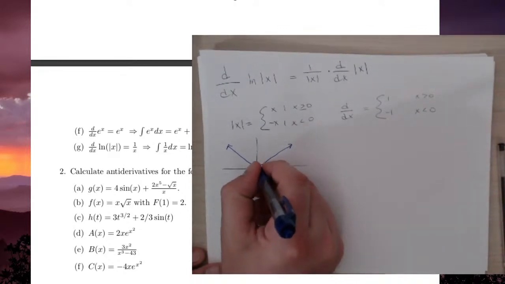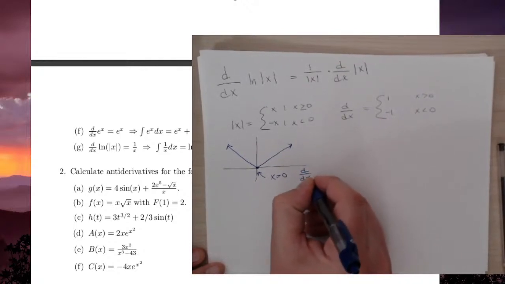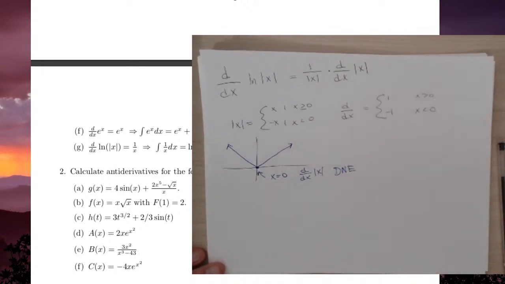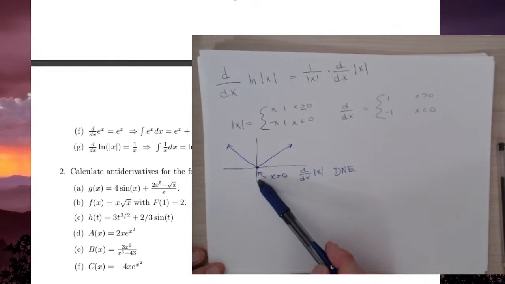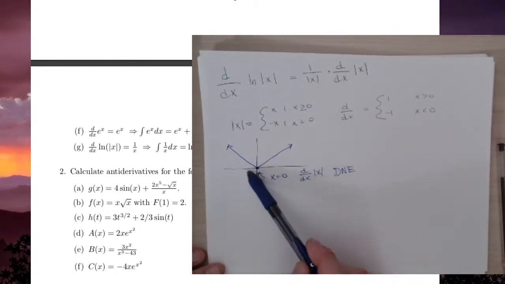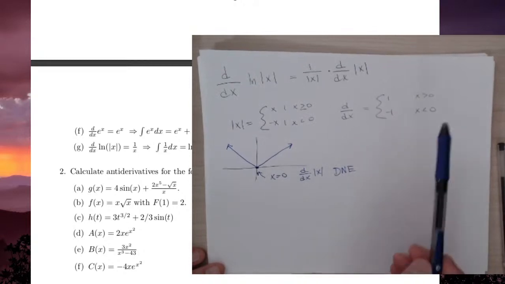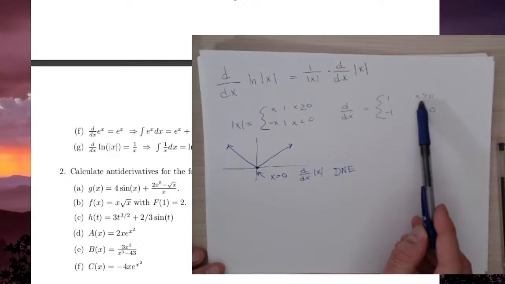Anyway, but notice here that at x equals 0, the derivative of absolute value of x doesn't exist, right? Because obviously the tangent line coming from this direction always has a slope of positive 1, and the one coming from this direction always has a slope of negative 1. And you're going to have a difficult time rectifying that limit. You're never going to get negative 1 arbitrarily close to positive 1, right? So that's why the derivative of absolute value loses the or equal to.